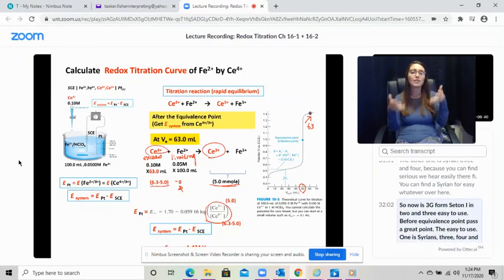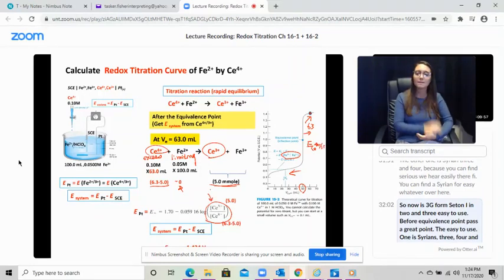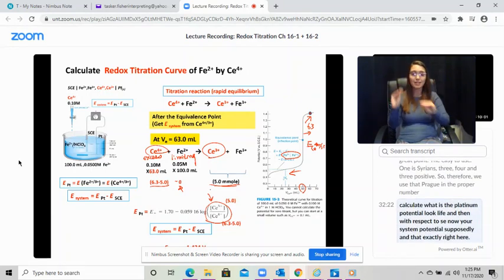So now you switch from iron 2 and iron 3, which are easily used before the equivalence point. Past the equivalence point, the easily used one is cerium 3 and 4 positive. So therefore we use that. Plug in the proper numbers, calculate what the platinum potential looks like with respect to the SCE, and that is what your system potential was supposed to be, exactly right here.